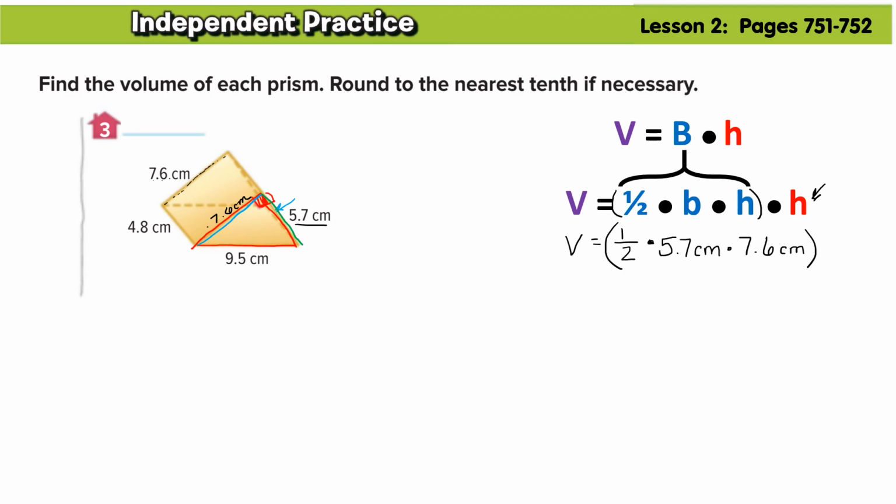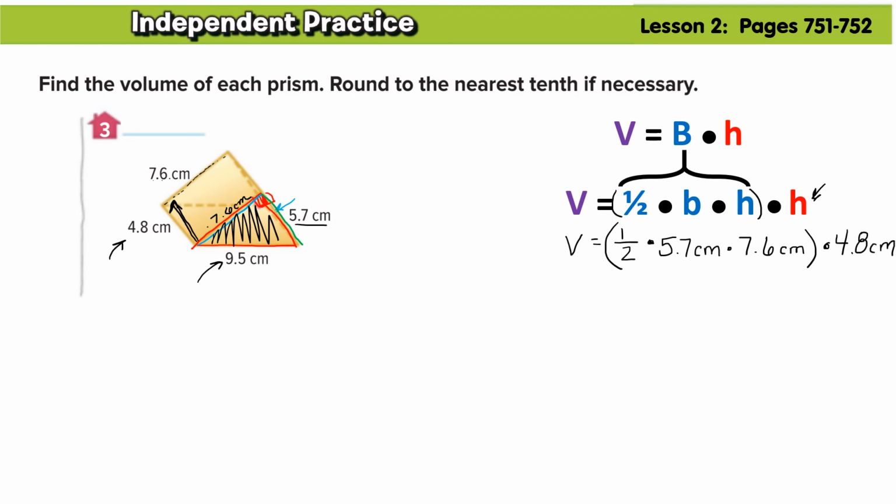And the height of the prism, I have two choices here. Is 9.5 the height, or is 4.8 the height? Well, 4.8 is the height because it's going to go back. All right, so we have our front triangle, and we're going to push that front triangle back a distance, so that would be the height. So we have times 4.8 centimeters.